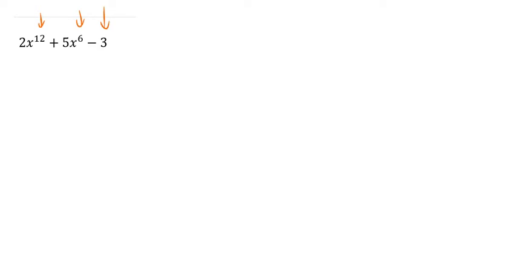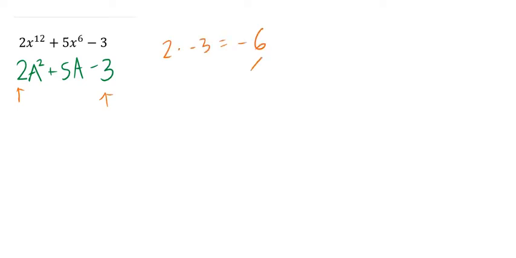Once you see it's in a quadratic form, how does that help you? It helps you because you could think about the corresponding quadratic. If this isn't quadratic, it's 12th degree. But if it were quadratic, it would look like 2a squared plus 5a minus 3. I can factor this 12th degree by thinking about factoring this second degree, this quadratic. If I were factoring that quadratic, I would do 2 times minus 3 is negative 6. And I would look for factors of negative 6 to add up to 5.